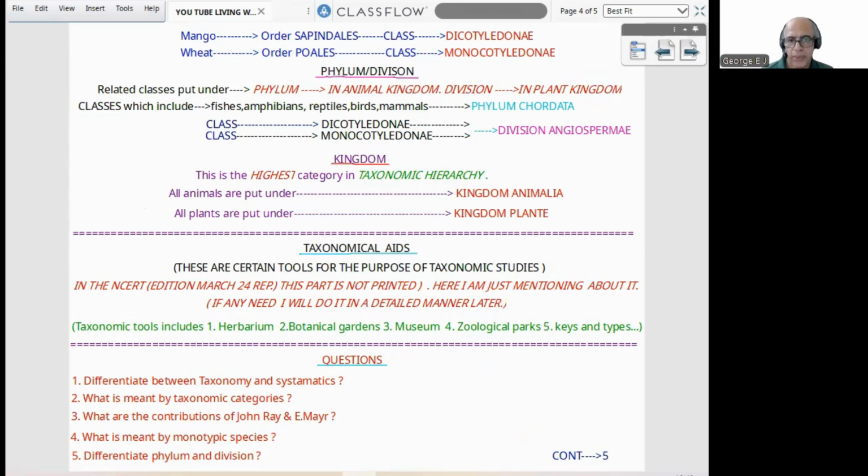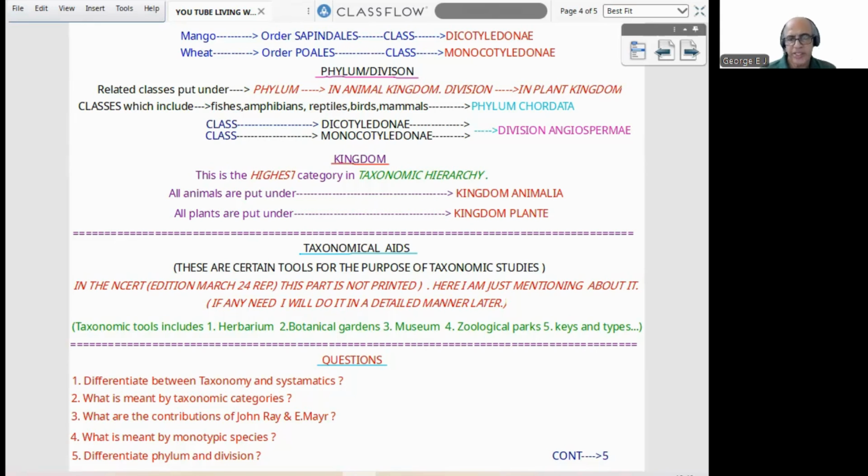Then phylum or division, which itself is a question. Phylum on the animal side, division on the plant side. Then class Dicotyledonae and class Monocotyledonae come under division Angiospermae. On the animal side, fishes, amphibians, reptiles, birds, and mammals together come under phylum Chordata. Then the last one, kingdom, the highest one, under which only two categories are available: kingdom Animalia and kingdom Plantae.